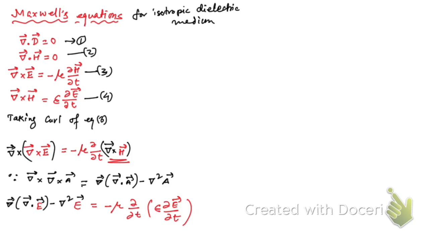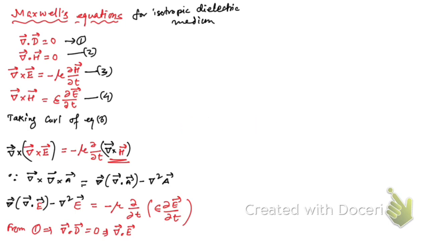Okay, now let's simplify this equation, right? You see, from equation number 1, if del dot D is equal to 0, then del dot E is also equal to 0, because we know that the D vector is nothing but epsilon E. So if del dot D is equal to 0, then del dot E must also be equal to 0, right? Hope you have understood this.